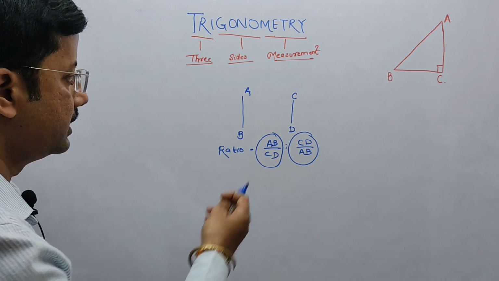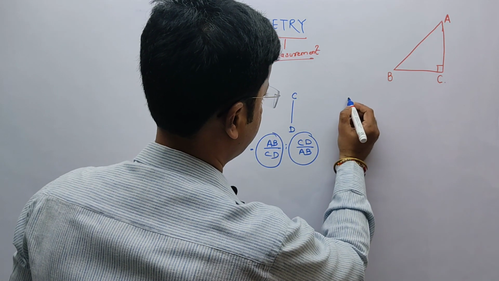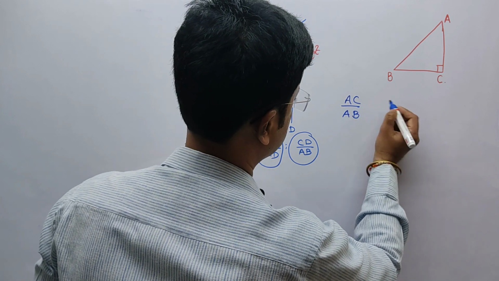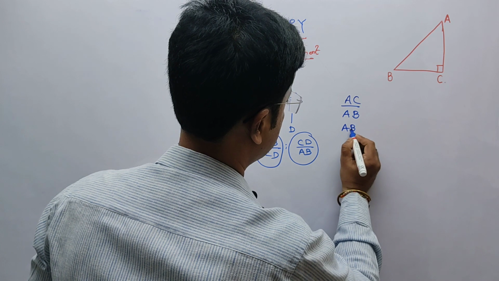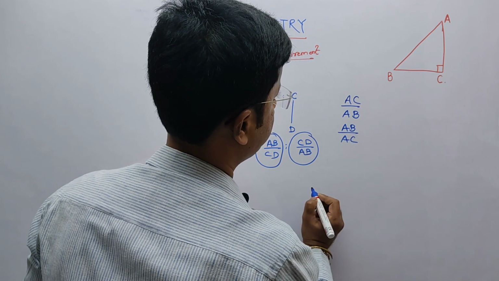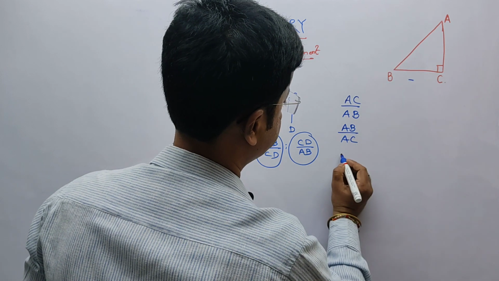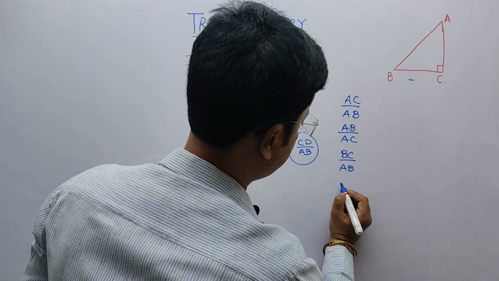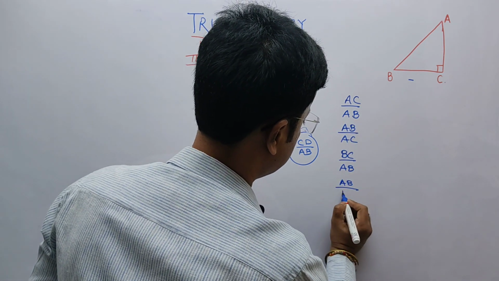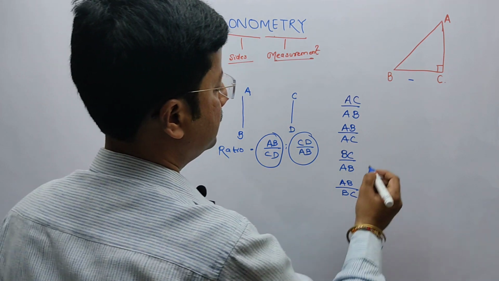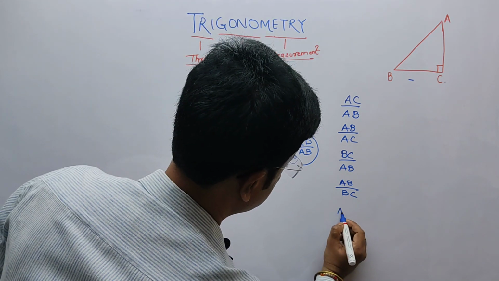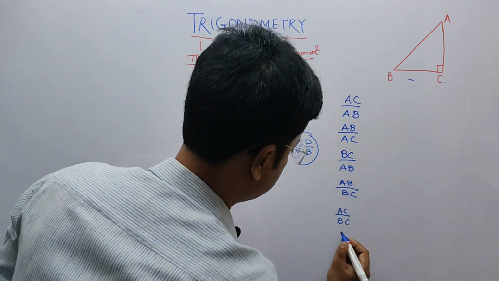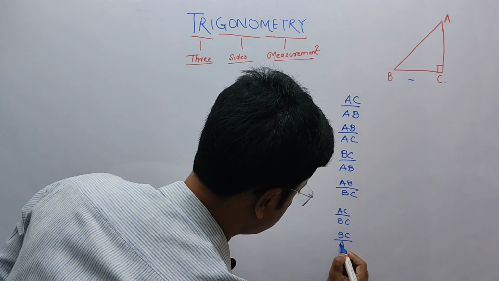So in trigonometry we study this only. Like we have taken here AC upon AB, then this again can be written as AB upon AC. Then BC upon AB, and the same again can be written as AB upon BC. Then the other is AC upon BC, and again we can take the reverse order, BC upon AC.